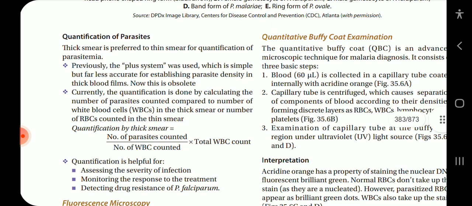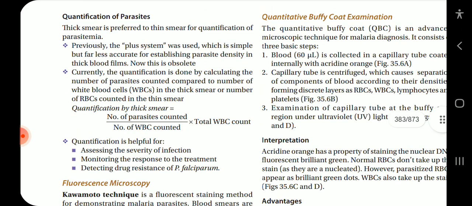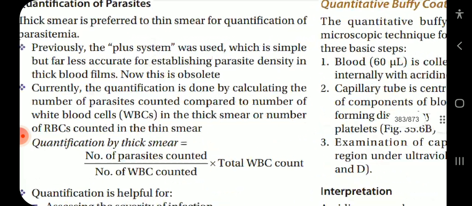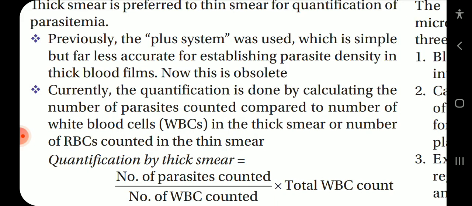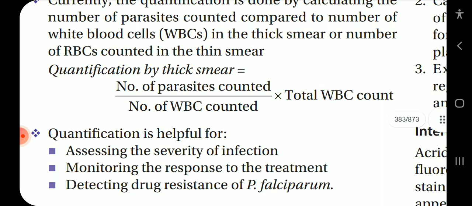Quantification of parasites. Thick smear is preferred to thin smear for quantification of parasitemia. Previously, the plus system was used, which is simple but far less accurate for establishing parasite density in thick blood films. Now this is obsolete. Currently, the quantification is done by calculating the number of parasites counted compared to the number of white blood cells in the thick smear or number of RBC counted in the thin smear.